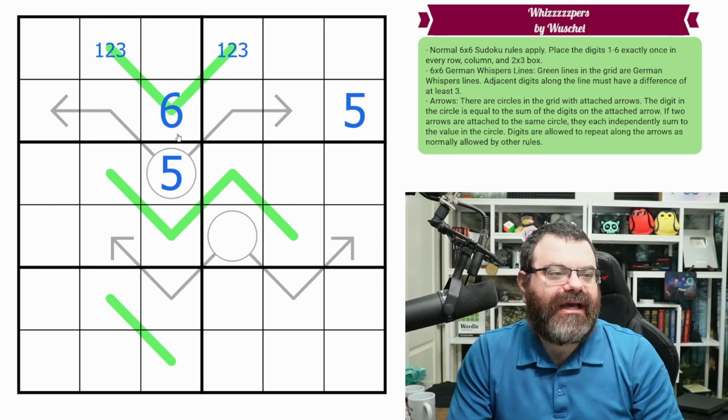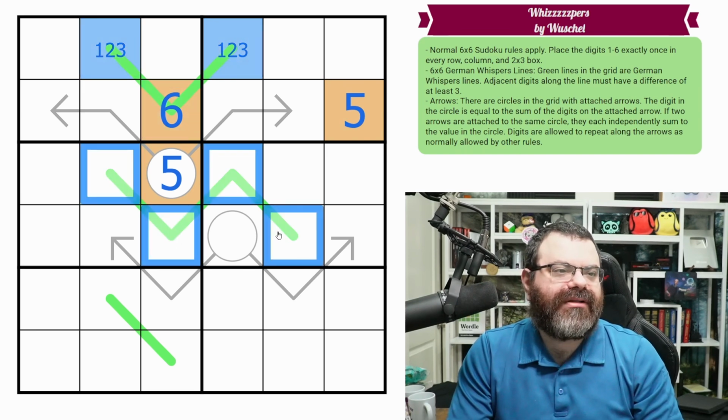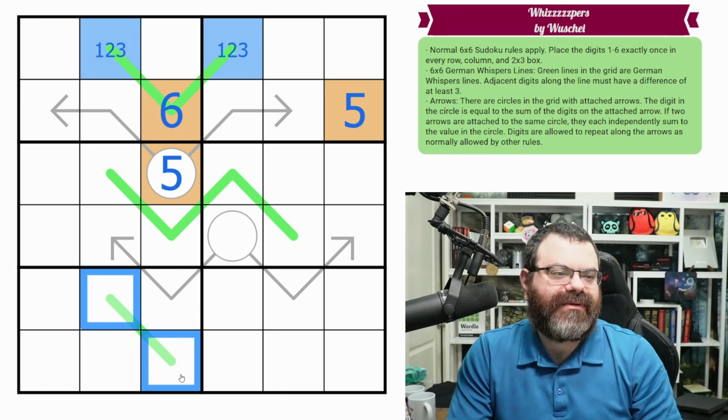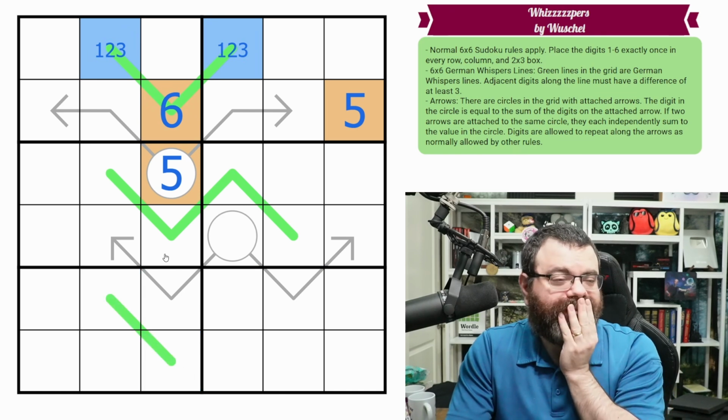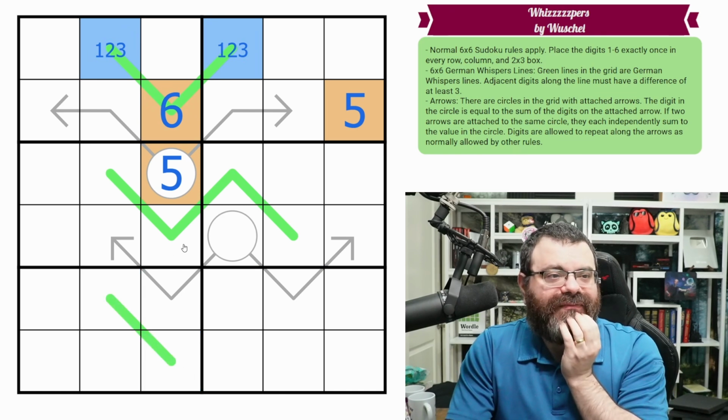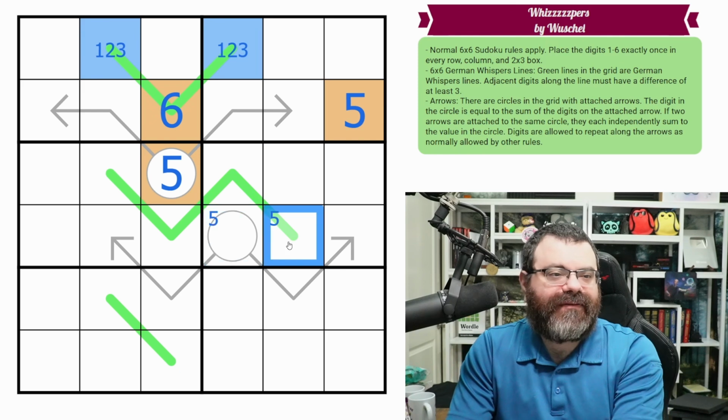We could color low, high. It can be useful, so we might as well give that a try, see if that's helpful. I like to use orange for high and blue for low. And so we know that the color is going to alternate across these German whisper lines. Let's see, what is kind of our next step? We know one of these two is a 5.